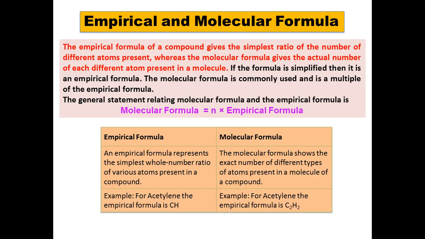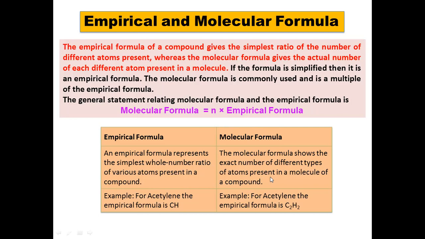The empirical formula of a compound gives the simplest ratio of the number of different atoms present, whereas the molecular formula gives the actual number of each different atom present in a molecule. If the formula is simplified, then it is the empirical formula. The molecular formula is commonly used and is a multiple of the empirical formula. So simply, the molecular formula is equal to n into empirical formula, so n is equal to molecular formula upon empirical formula.